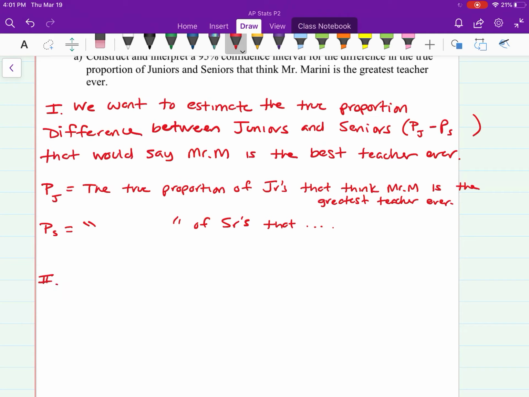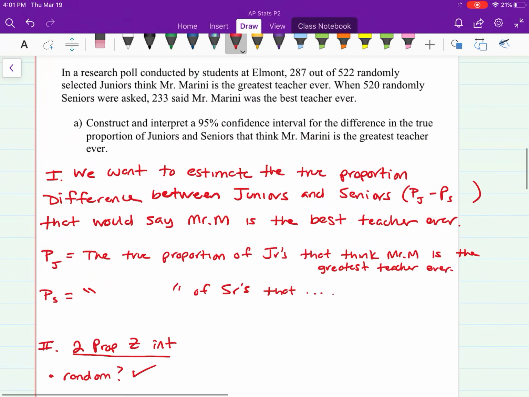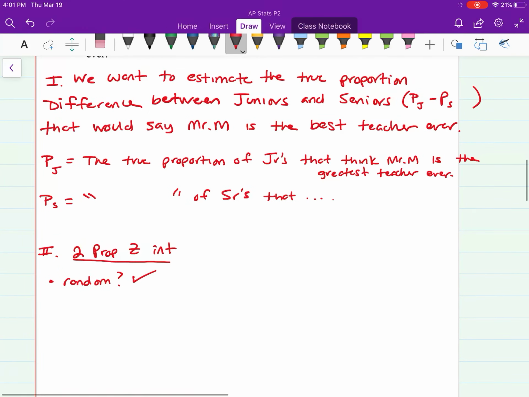Step 2, conditions. First things first, this is not called a 1 prop Z interval. As you may have guessed, this is a 2 proportion Z interval. And the reason why I'm labeling it like this is because that's how you're going to find it in your calculator when you go down to letter B, not letter A. Random. It says it in the problem. Both of these samples of juniors and seniors were both selected randomly.